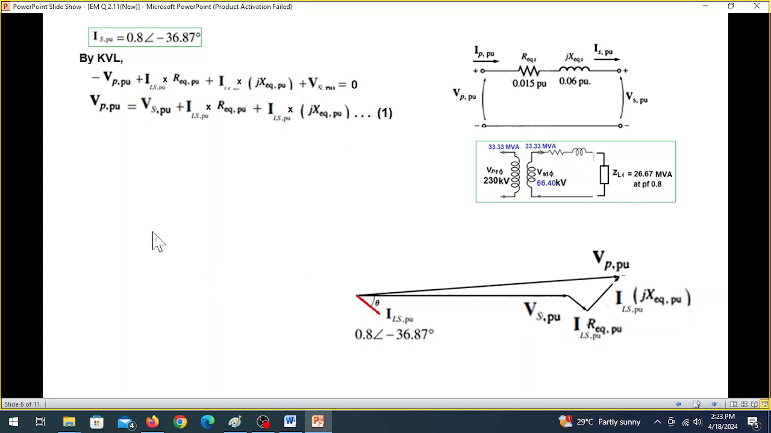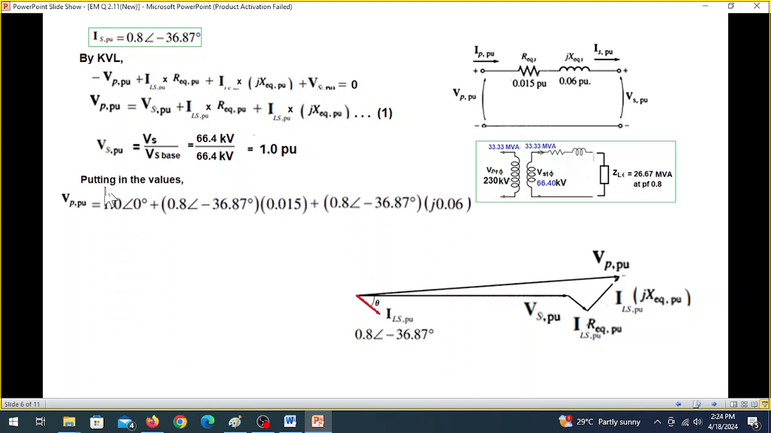So let's first of all find VSPU. Now VSPU, we take this as a reference, and generally it is taken as 1, but there is a way to find out, and that is that VSPU is Vs over V base. Now in this region, the transformer actually divides the base region. So here the Vs is 66.4, and the same Vs is also our base voltage. So that is also 66.4. So dividing, we get 1.0 pu as our Vs.